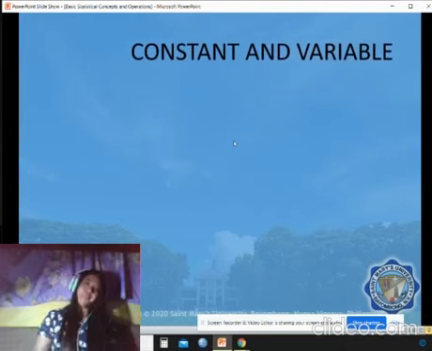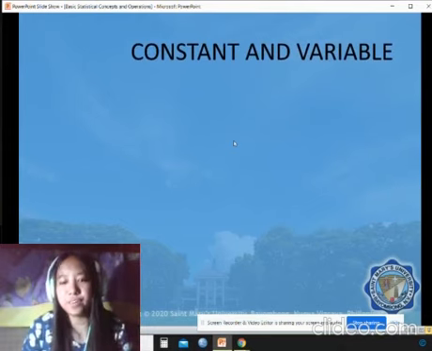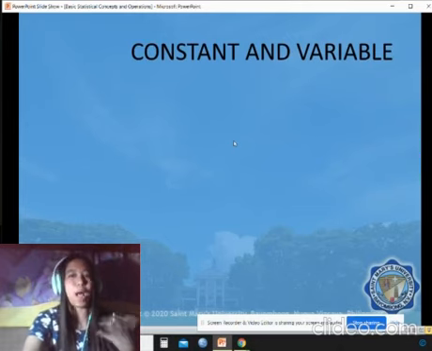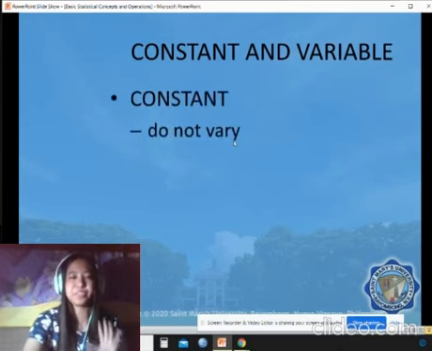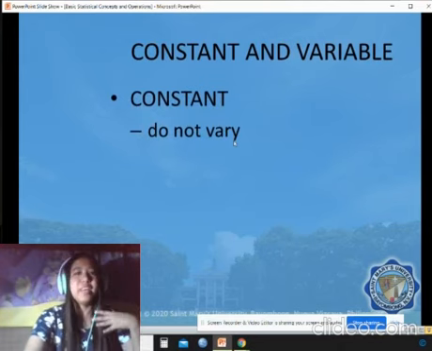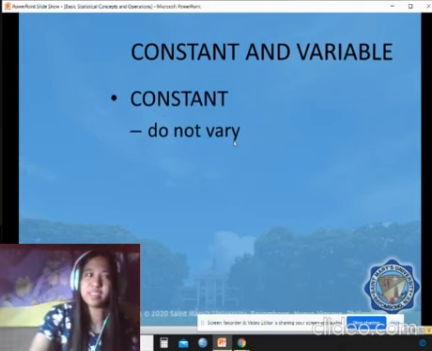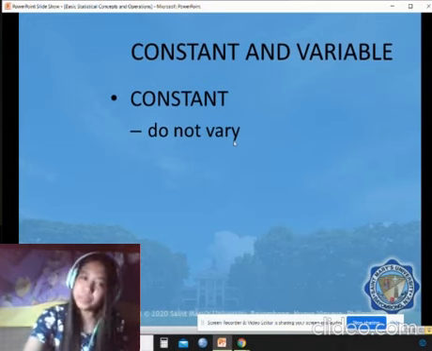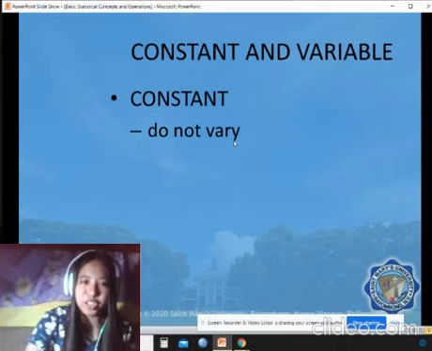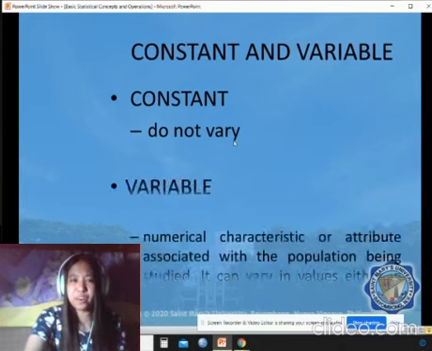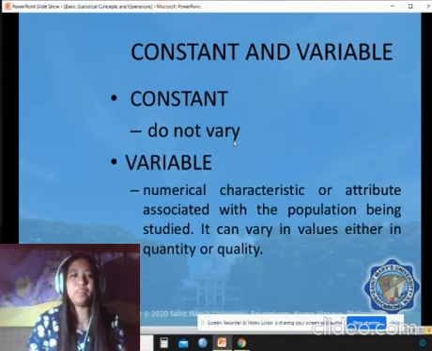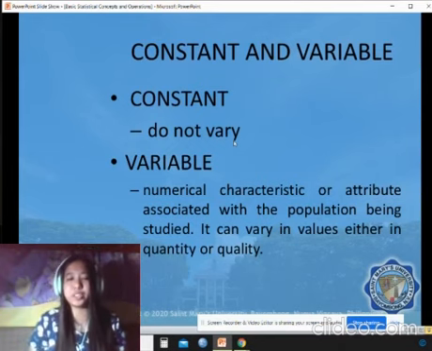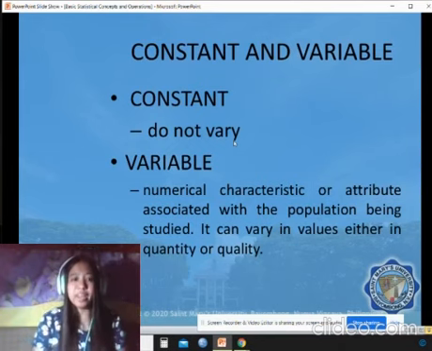Okay, next. Constant and variable. I just consider constant first because I want to ask a question later. So the first one is constant. These terms are not new to us. We know that constant means it does not change or it does not vary. While a variable is a numerical characteristic or attribute associated with the population being studied.